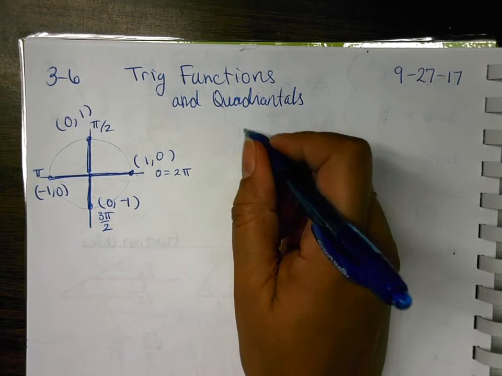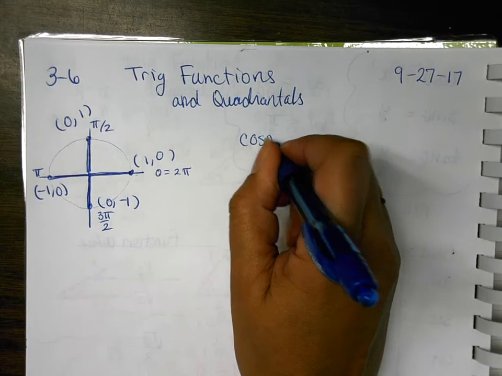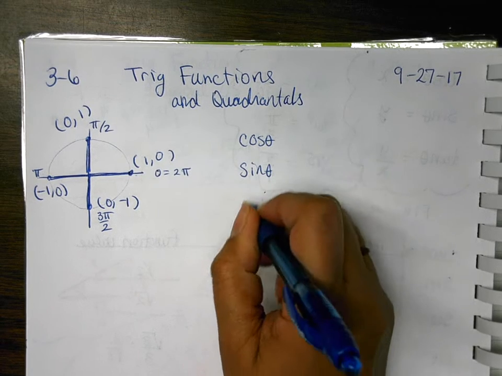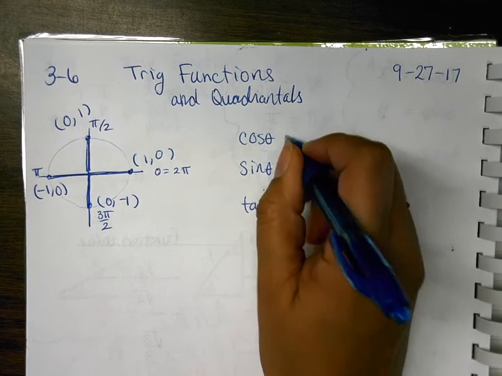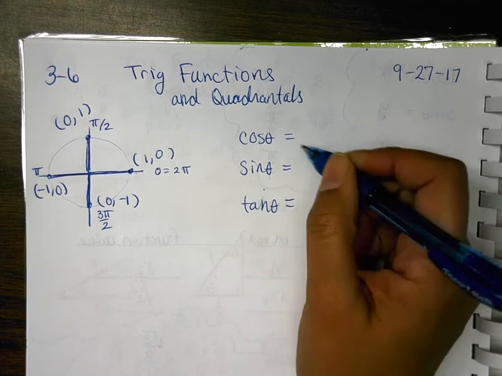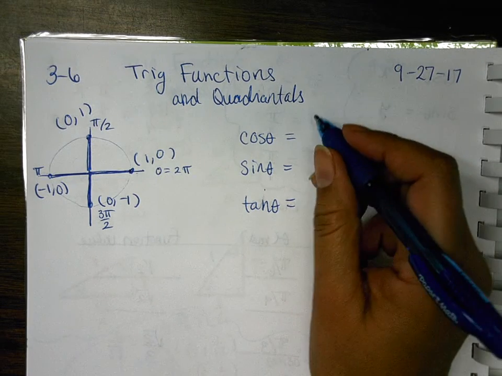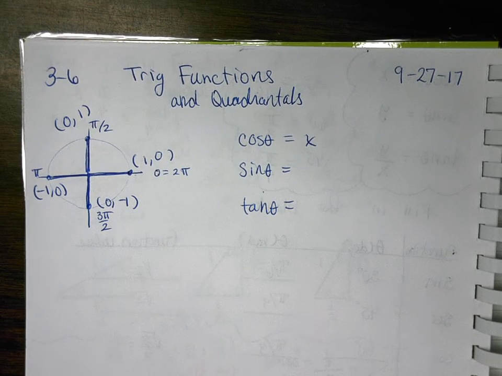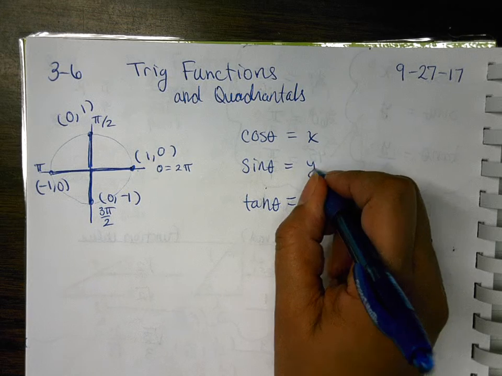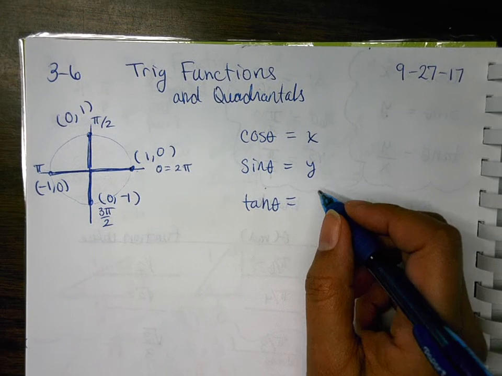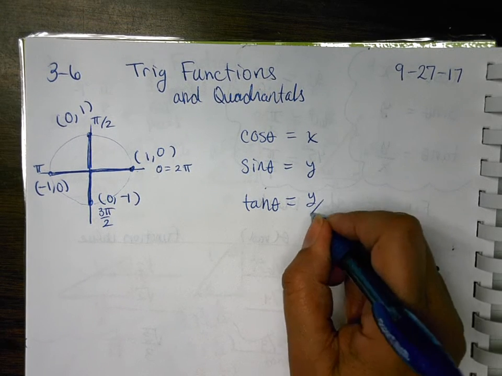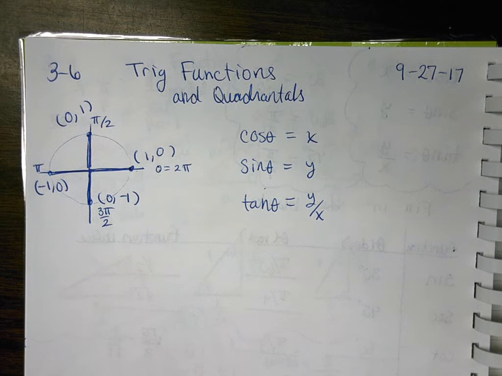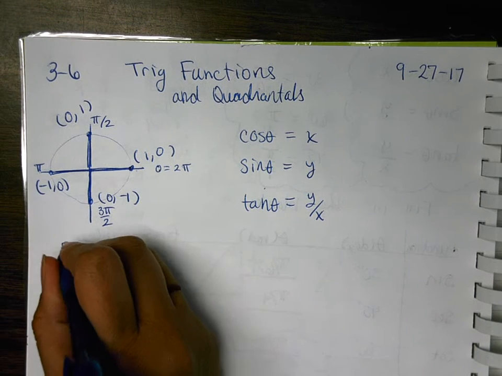Yes, and this is just a reminder, cosine theta, sine theta, and tangent of theta. We've said this, we wrote this, so this part is review. Cosine is x or y? X. Sine is x or y? Y. And tangent is x over y or y over x? Y over x. Okay, got it? All right.